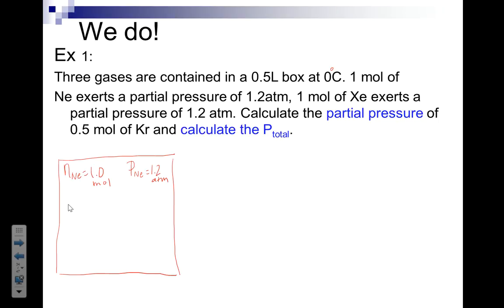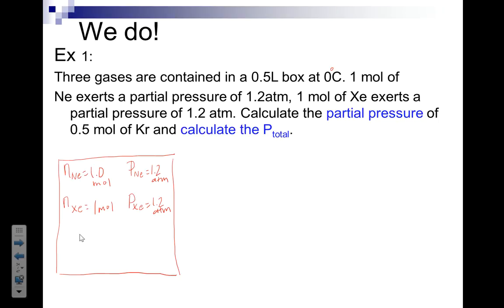Then we said we have 1 mole of xenon. So the moles of Xe is 1 mole. And it has a partial pressure of 1.2 atmospheres as well. So this is for the xenon, and that's 1.2 atmospheres.